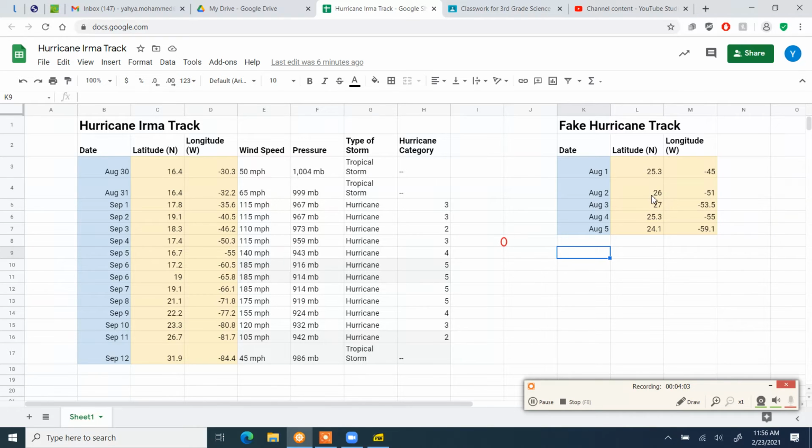The next one was 26 and minus 51. Now, some of these have decimals. If you're not sure what to do with the decimals, just ignore them. Just go with 25. But 25.3 means it's a little bit above 25. If you're not sure what that means, just go with 25 and ignore the decimal point afterwards. The next one is 26 north and 51 west.